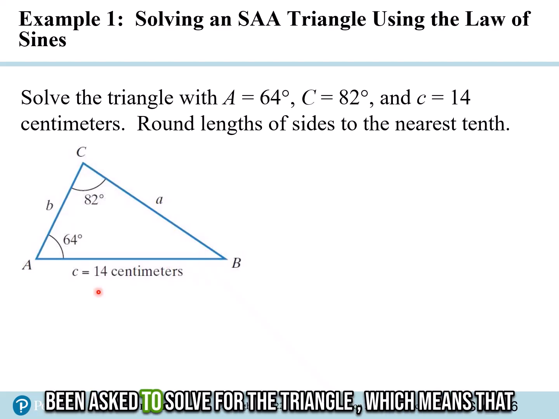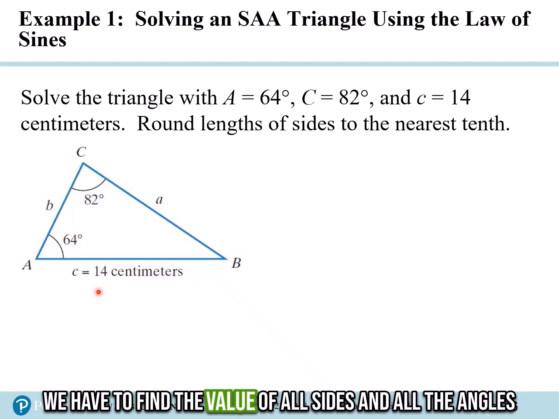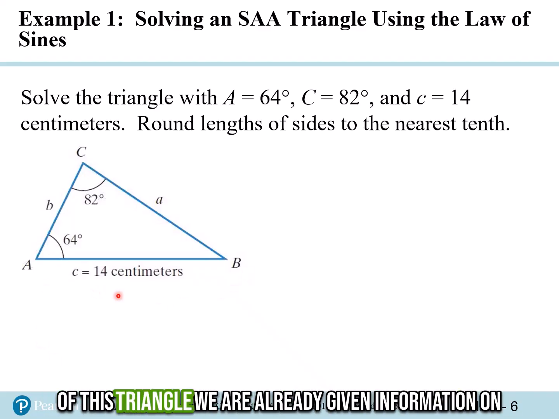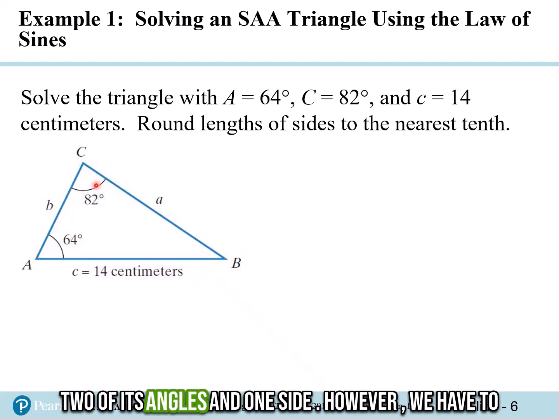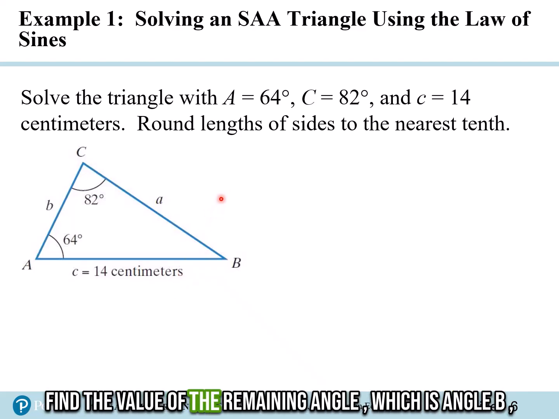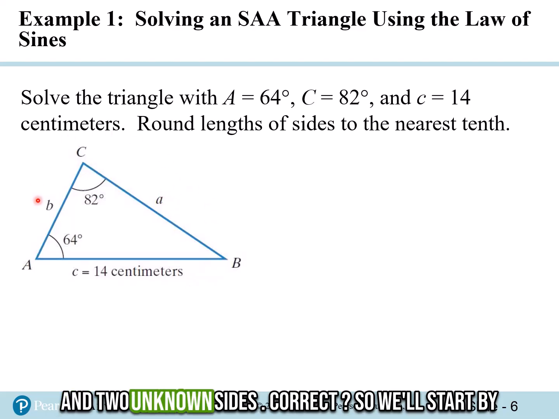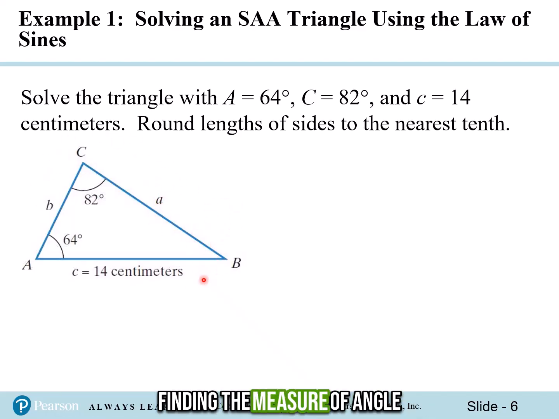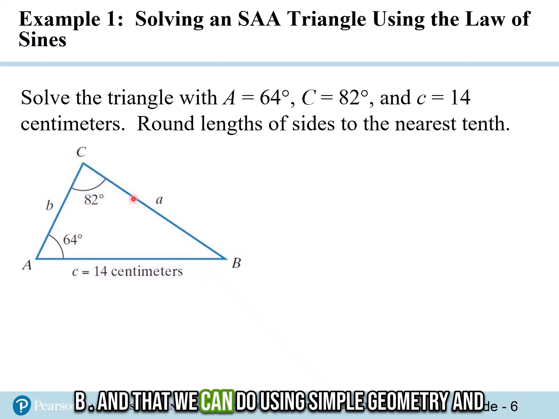Now, we've been asked to solve for the triangle, which means that we have to find the value of all sides and all the angles of this triangle. We are already given information on two of its angles and one side. However, we have to find the value of the remaining angle, which is angle B, and two unknown sides. Correct? So we'll start by finding the measure of angle B, and that we can do using simple geometry and algebra.